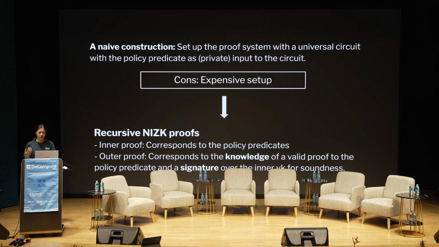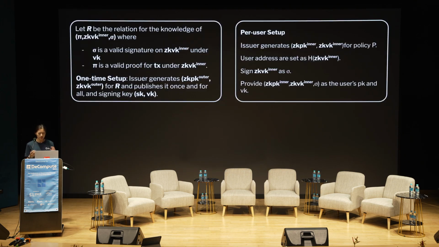So to expand on this construction, here is a more detailed protocol construction. As I mentioned earlier, there's the inner zero knowledge proof, and there's also an outer zero knowledge proof. And the outer zero knowledge proof essentially proves the relation of the knowledge of the proof itself and the signature. So what happens here is that the issuer needs to run one setup once for all by generating the outer proving key and the outer verifying key. At the same time, it also generates a signing key pair, SK and VK here.